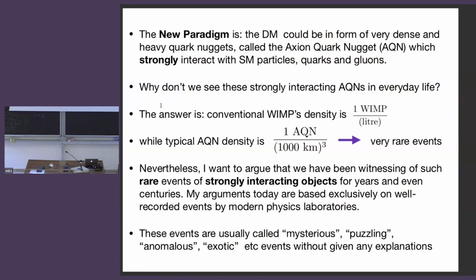In this case, the question is the following: why don't we see it in everyday life? The answer is the following. For example, for a WIMP dark matter, you have one WIMP in a liter, if it is 100 GeV. But this axion quark nugget, AQN, as I call them, it is actually one per 1,000 cubic kilometers. So it's essentially a huge volume. You have very, very rare events. Nevertheless, I want to show a couple of slides to argue that we do see such rare events related to the strong interactions. And people in different labs say some kind of mysterious, puzzling, anomalous, exotic, you name it. But nevertheless, I'll show that there is something very unusual.